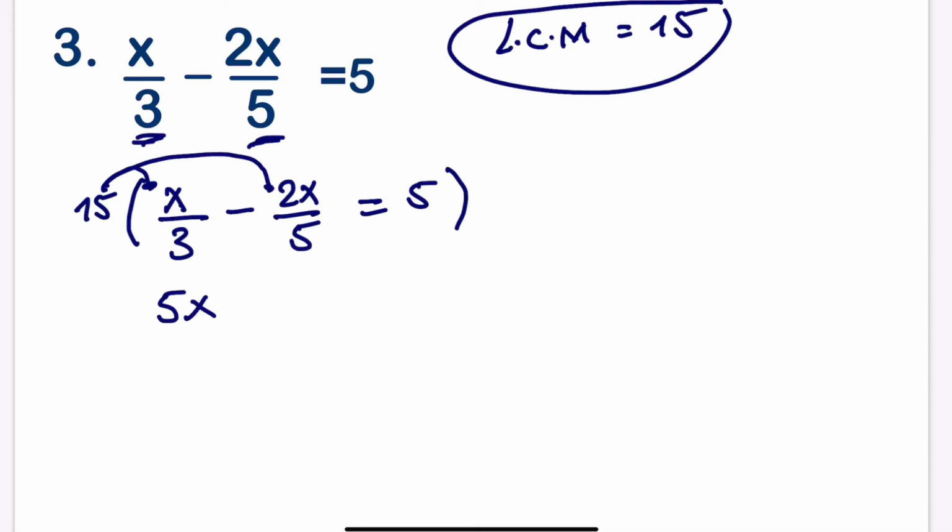We still have 15 divided by 5, which will give us 3. So 3 times 2x will give us minus 6x. Lastly, we have 15 times 5, which will give us 75.